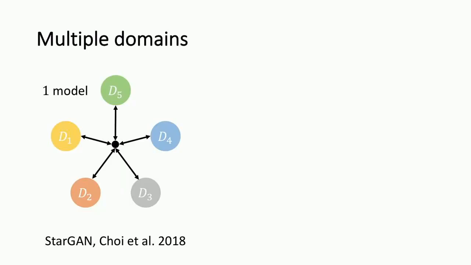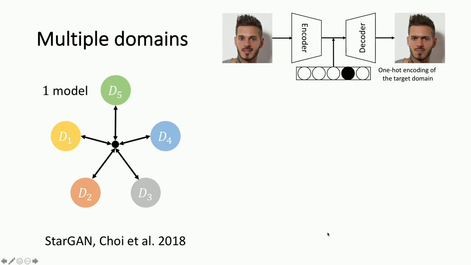The multi-domain translation problem has been tackled by some previous work, such as StarGAN, and their idea is also to have a shared latent space for all the domains. To translate an image to another domain, we first encode it to the latent space and feed the latent code to the decoder together with a one-hot encoding that indicates which target domain you want the decoder to translate it to. And the decoder can produce an output corresponding to the one-hot encoding.